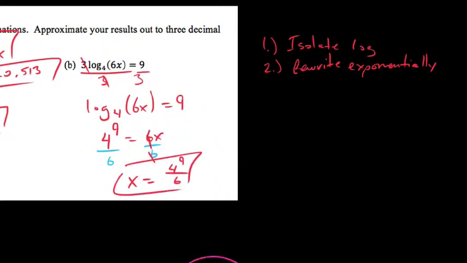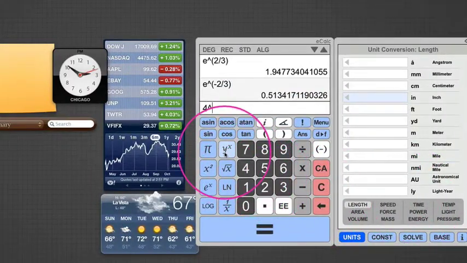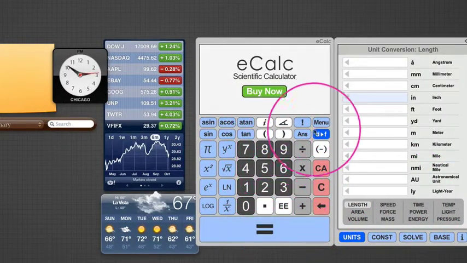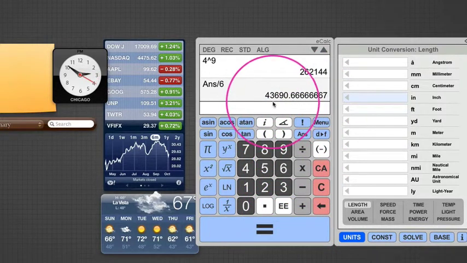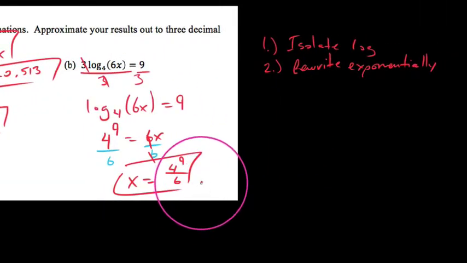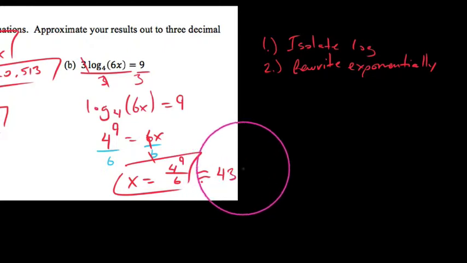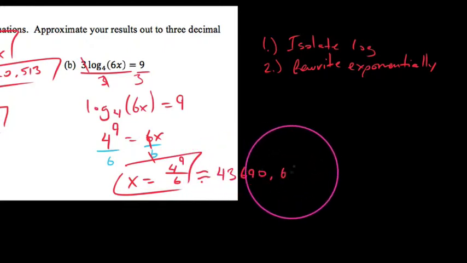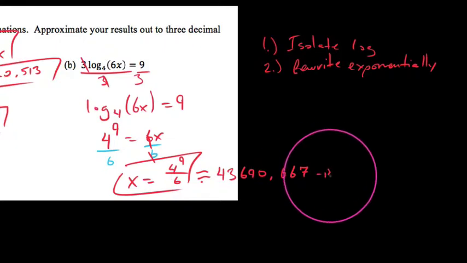Now, of course, we wanted to get a decimal here. So we say 4 to the 9th power. We'll do that over here. We say 4 to the power of 9 equals 262144, divided by 6. So we say 43690, so we have, let's see, approximately 43690 and 2/3. So we'd say 0.667-ish.